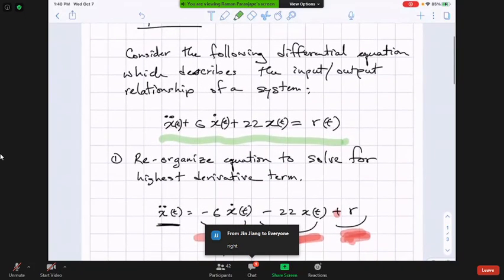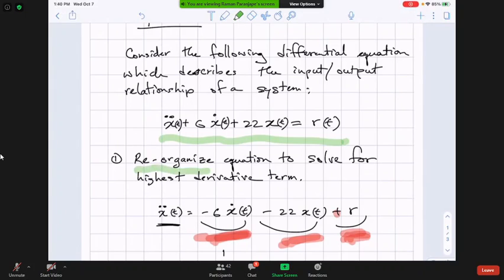All right. The first step in turning this differential equation, which is an input-output relationship, into an op amp circuit is to reorganize the equation to solve for the highest derivative term. There was an x double dot in the equation, so now we're solving for x double dot. So x double dot is equal to negative 6x dot minus 22x plus r.